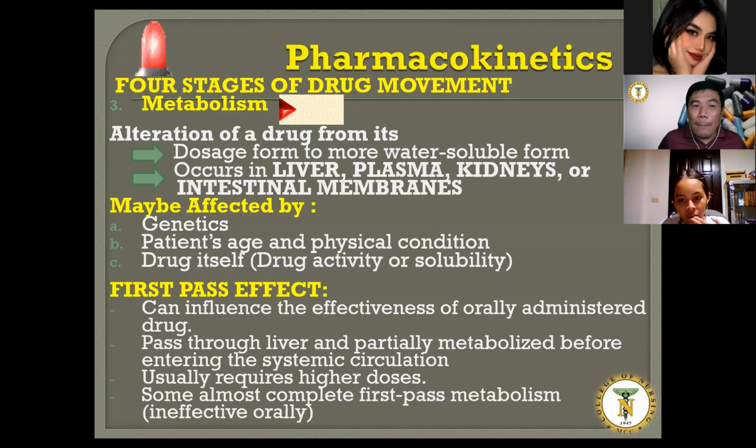So metabolism may be affected by genetics. What do you mean by genetics? Genetics, for example, if there is a familial history of a problem with blood. Di ba, there are disorders or blood disorders that we inherit? For example, thalassemia.